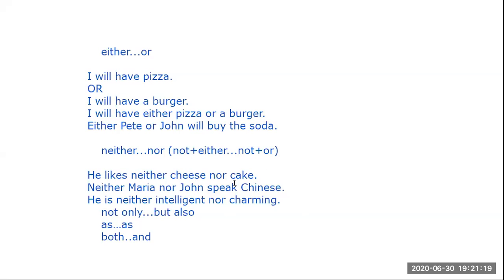We're talking about speaking Chinese. So neither Maria nor John speak Chinese. So Maria doesn't speak Chinese. John doesn't speak Chinese.